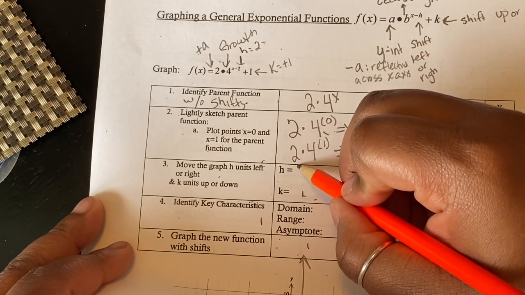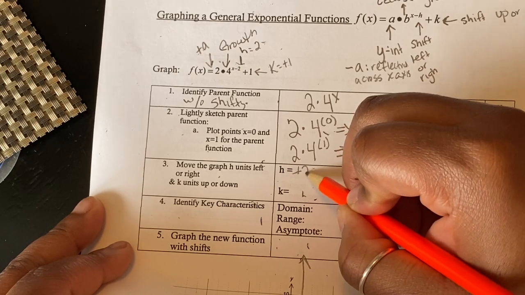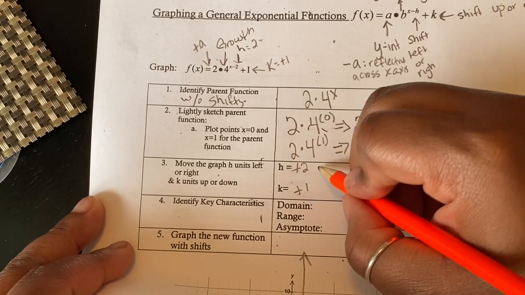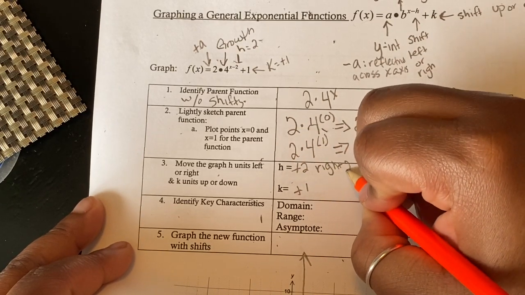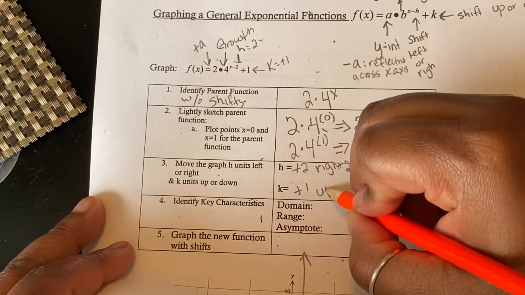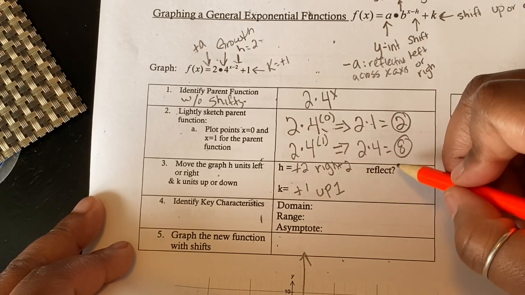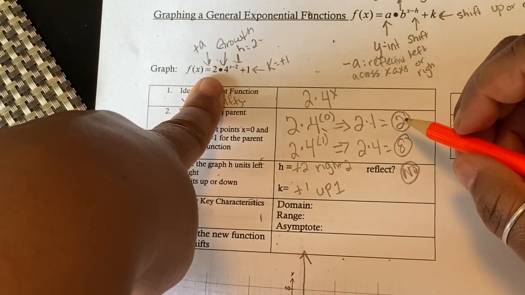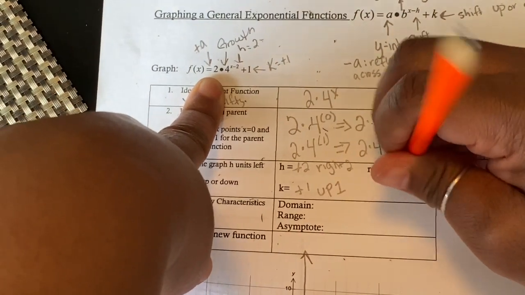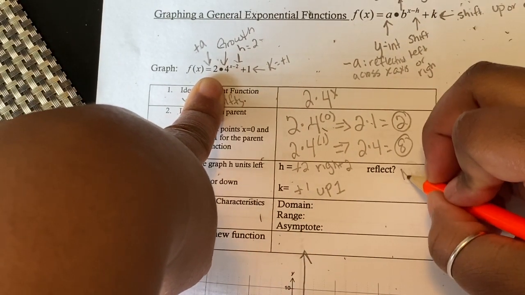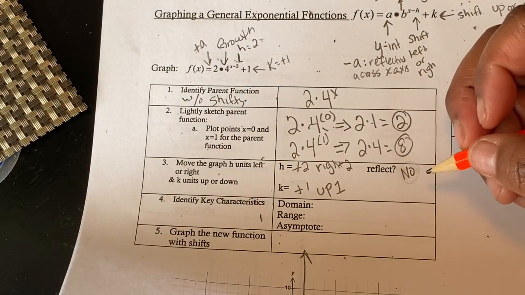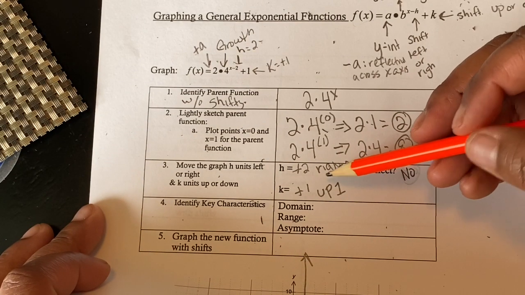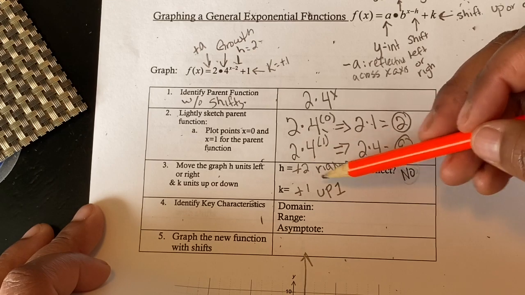So h is positive 2. k is positive 1. So since h is positive 2, that means we're going to go right 2. And since k is positive 1, that means we're going to go up 1. And then the question is, do we have a reflection here? And the answer is no. Because the a is positive, it means there's no reflection. There's only a reflection when a is negative. So we identify our a, h, and k, and we said, okay, we have to now shift right 2 and up 1.